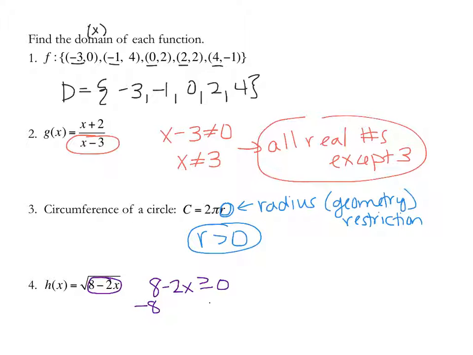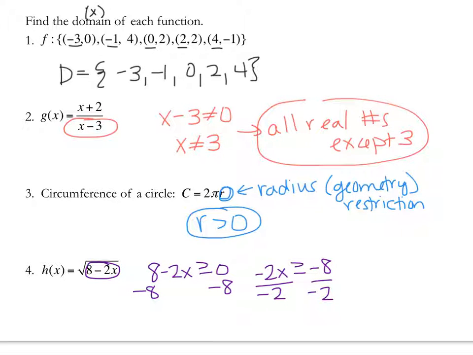And then we're solving here. So we would subtract the 8. We get negative 2x is greater than or equal to negative 8. And then you're going to divide by negative 2. And just be careful. You have to think about what happens when you divide by negative 2. You do need to make sure you flip that inequality symbol. That would be x is less than or equal to 4.